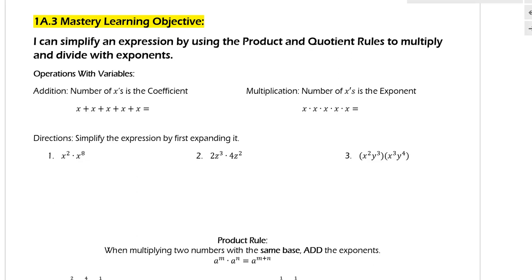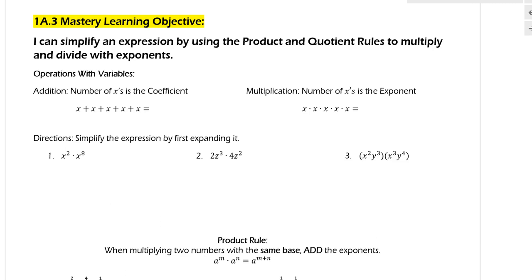All right, we are looking at 1A.3 now. Our 1A.3 mastery learning objective is I can simplify an expression by using the product and quotient rules to multiply and divide with exponents. So we know what expressions are. We don't know what our product and quotient rules are. We should know what multiply means. We should know what divide means, and we know what exponents are.